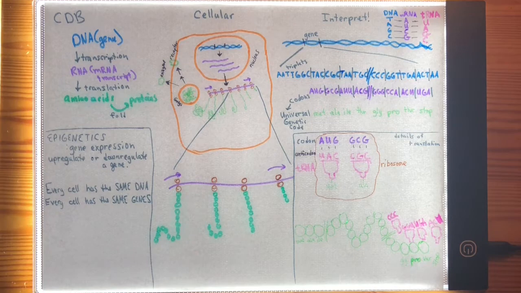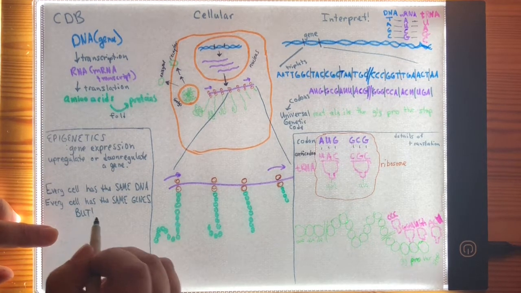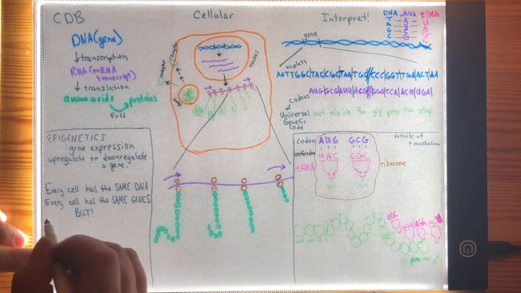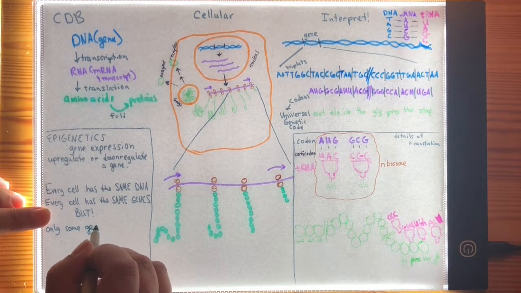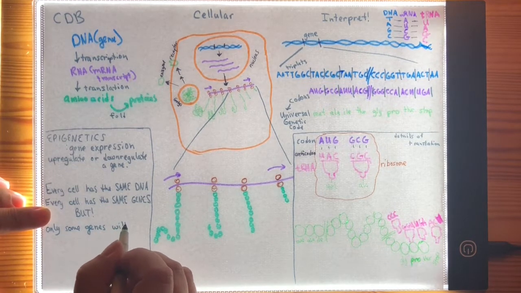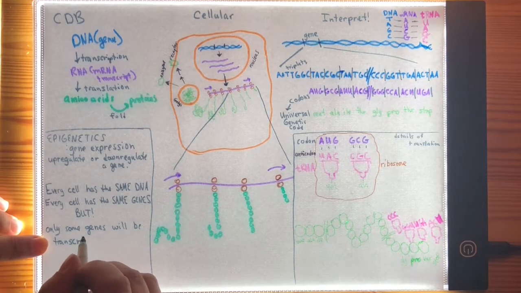Only some genes will be transcribed in an epithelial cell versus a nervous cell versus a muscle cell. Only certain genes will be needed by those cells in order to do what they need to do. So only some genes will be transcribed in each cell.